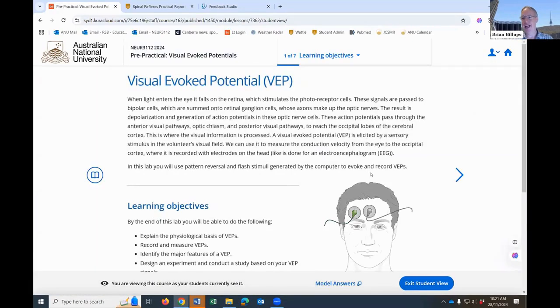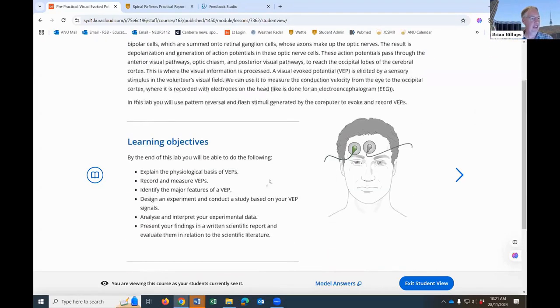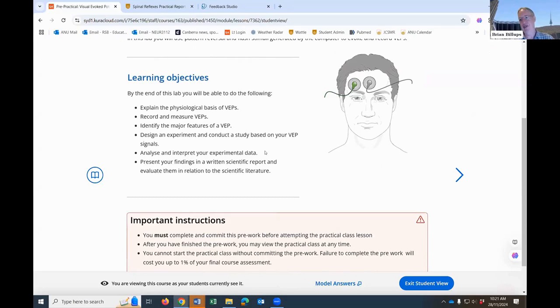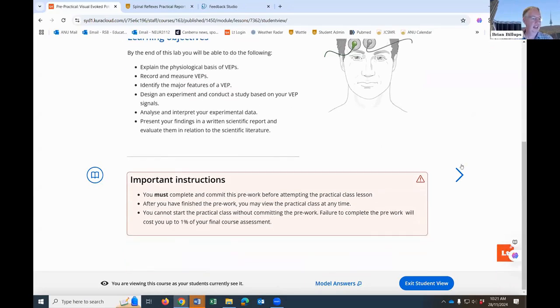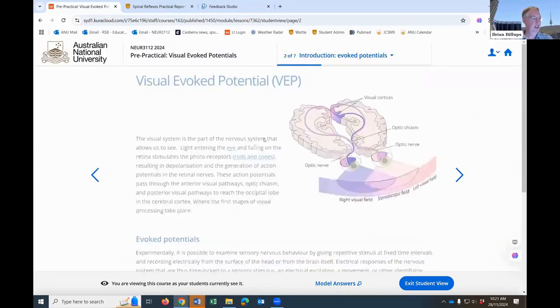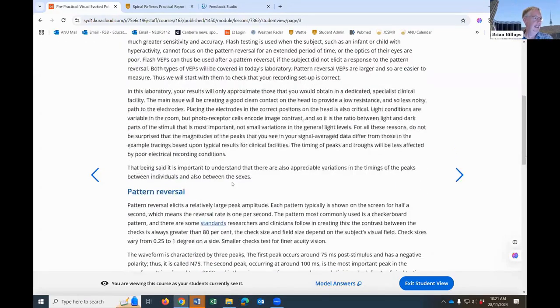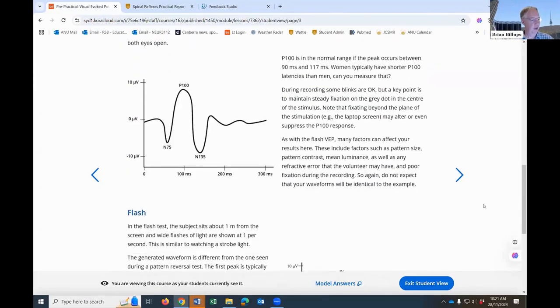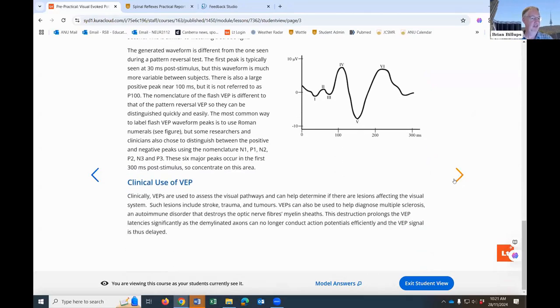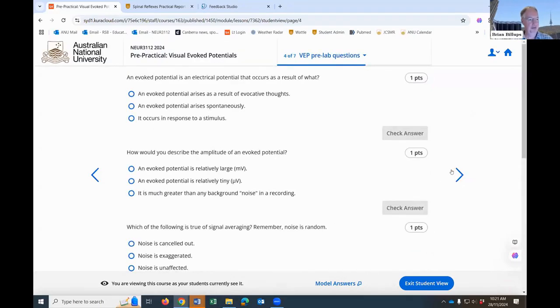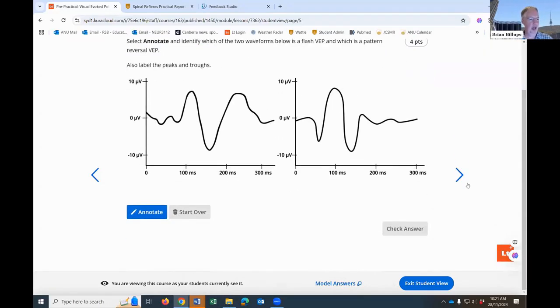Okay, so what we're doing here is we're putting electrodes on the head, we're flashing images on the screen, we're measuring the evoked potentials from the back, from the visual cortex. Obviously they've had a lecture, but we're going to present the material again so that we're sure that coming into the practical they've read it. So there's theory, there's what you're measuring, what it means, there's some formative assessment questions. Hopefully they get them all right.